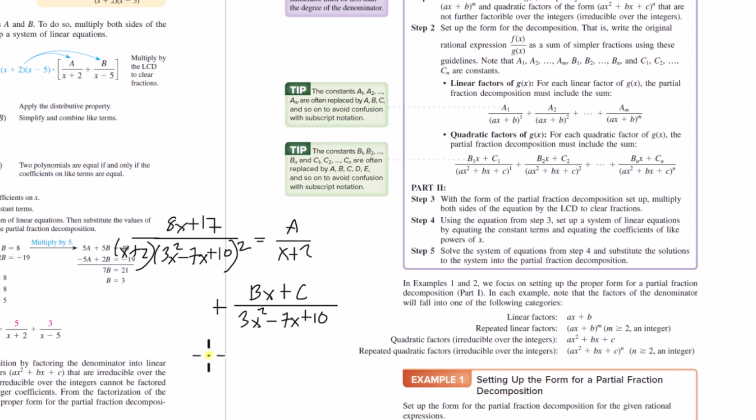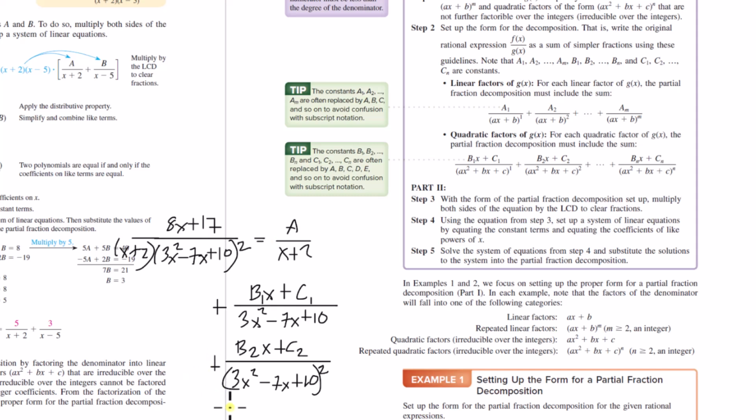what do we do? Well, it's similar to the linear factors. We leave this, but now next we would add dx plus e. Or if we use subscripts, then we do it like that. And if this was cubed, then we'd have to add a cubed term. It would be 3x squared minus 7x plus 10 cubed, and all that under b3 x plus c3. And that's it.